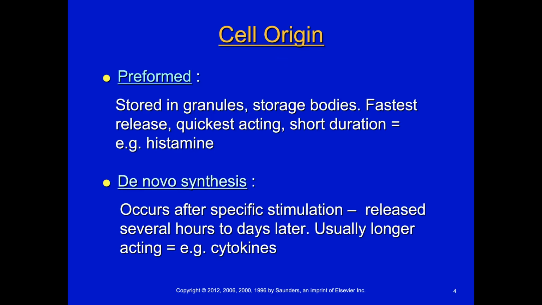So the ones that are coming from the cells can either be preformed or they can be synthesized after the cell is stimulated. If they are preformed, they will be stored in granules or storage bodies. This allows for the fastest release. These mediators are the quickest acting, and they are the shortest duration. An example would be histamine. Then with de novo synthesis, these are the ones that are synthesized after stimulation of the cell. They are released several hours to days later, and they are usually longer acting. An example would be cytokines.